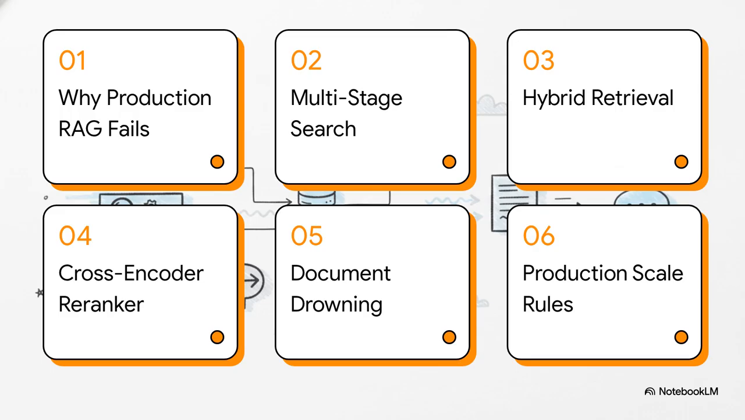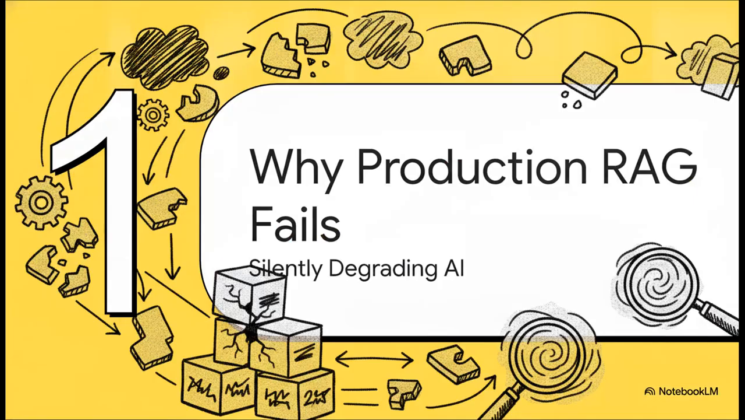So here is our roadmap for today. We're going to cover why production RAG fails, the multi-stage search funnel, hybrid retrieval and rank fusion, the cross-encoder re-ranker, the document drowning paradox, and we'll wrap up with rules for production scale. Let's jump in. Part 1.